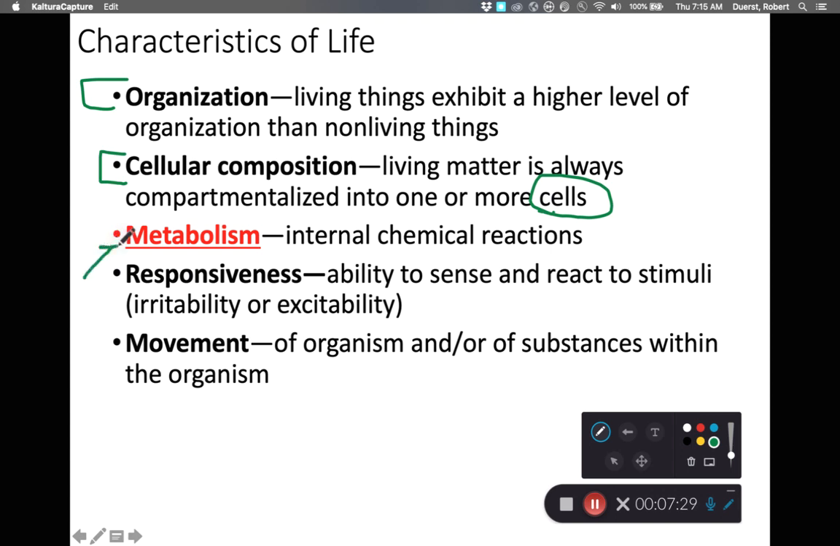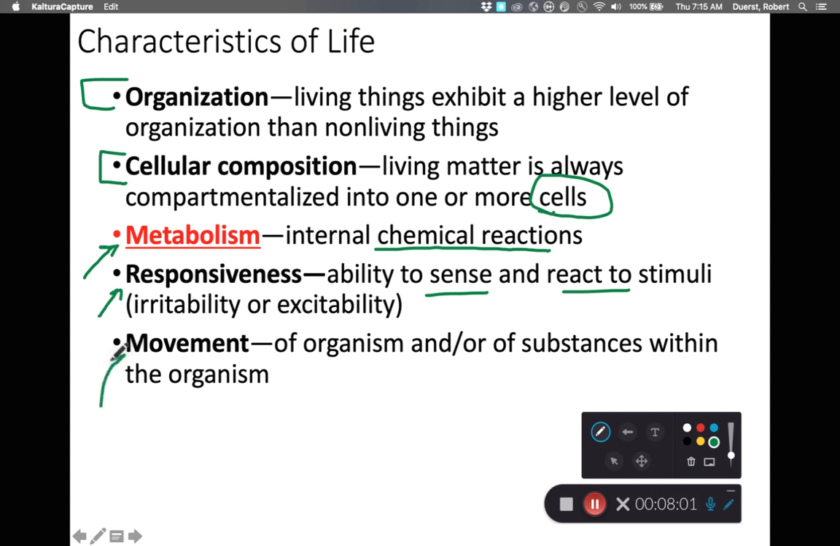We need to have metabolism. And in this context, I don't mean burning a lot of calories. I mean having chemical reactions occurring inside of our bodies. And when I say a chemical reaction, I mean that we're making and breaking chemical bonds. We need to have responsiveness. We need to be able to sense a stimulus and then react to that stimulus. Is it cold? I need to go inside where it's warm. Am I thirsty? I need to take a drink. We need to be able to receive information and respond to that information.